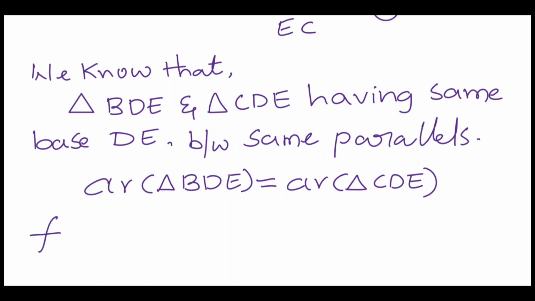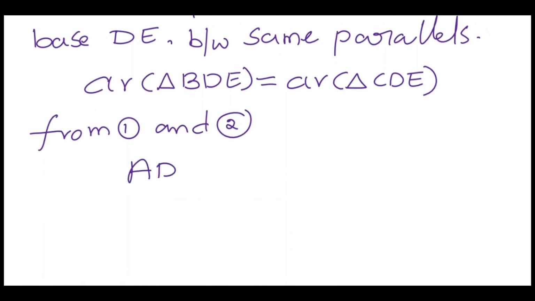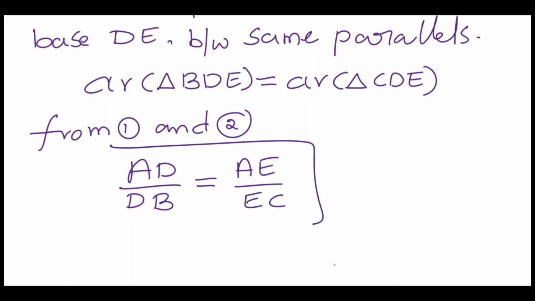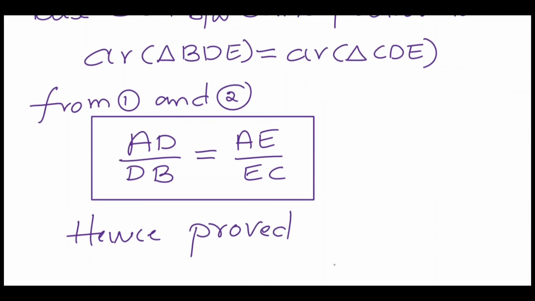So finally, from equation 1 and equation 2, we can write AD by DB is equal to AE by EC. This is the basic proportionality theorem. Hence proved. It's a very important question. Definitely they will ask it for 5 marks.